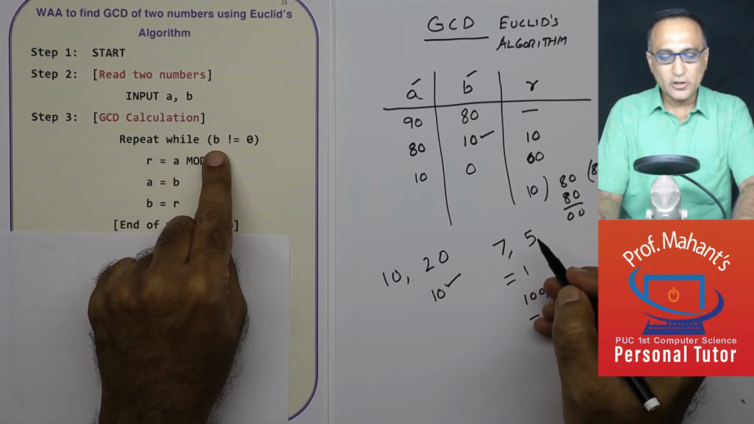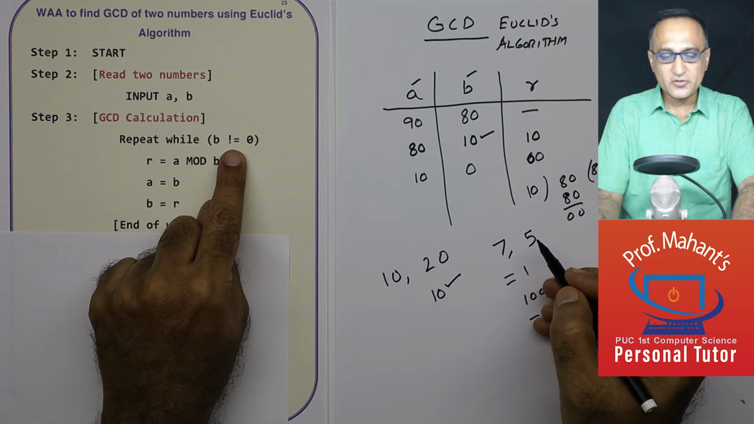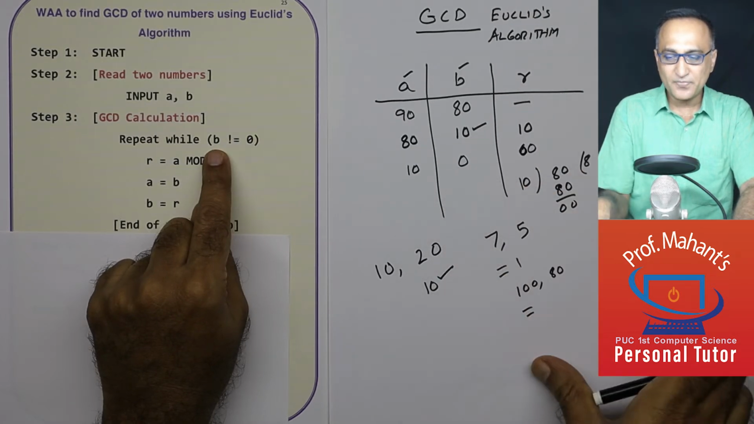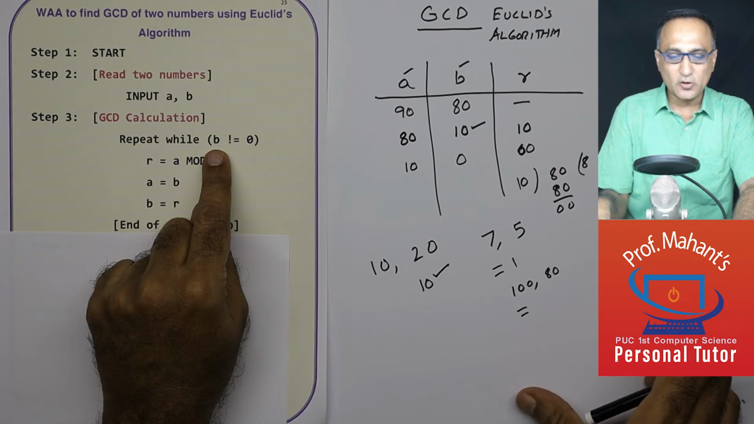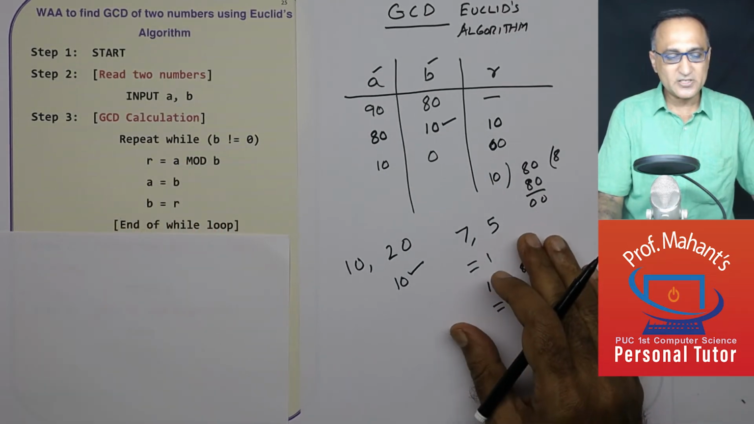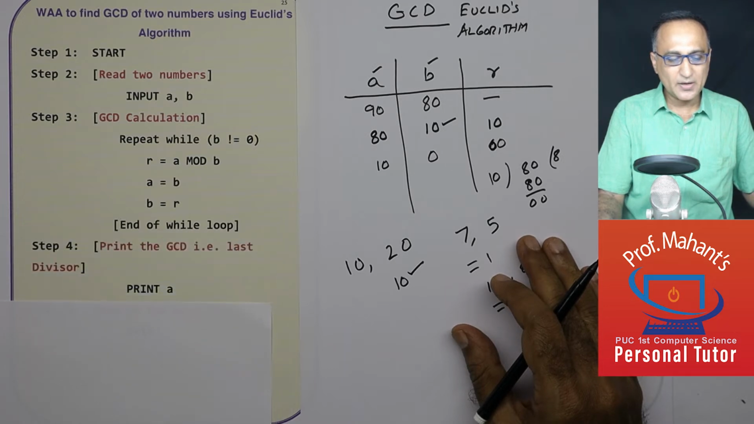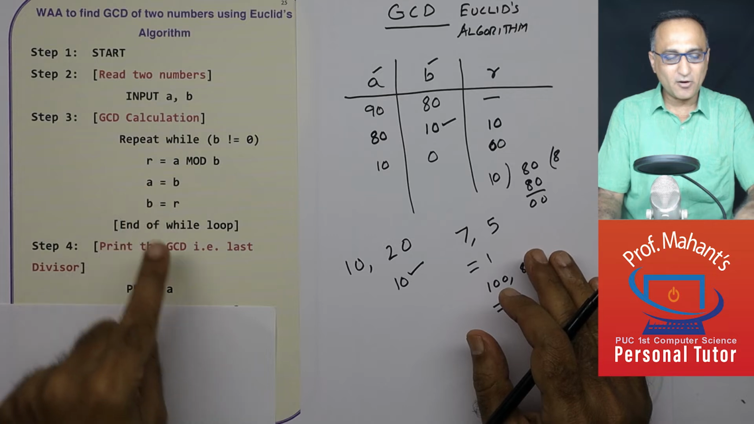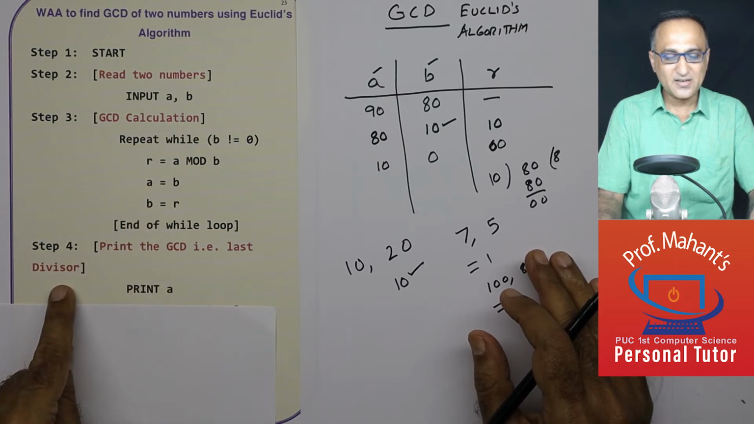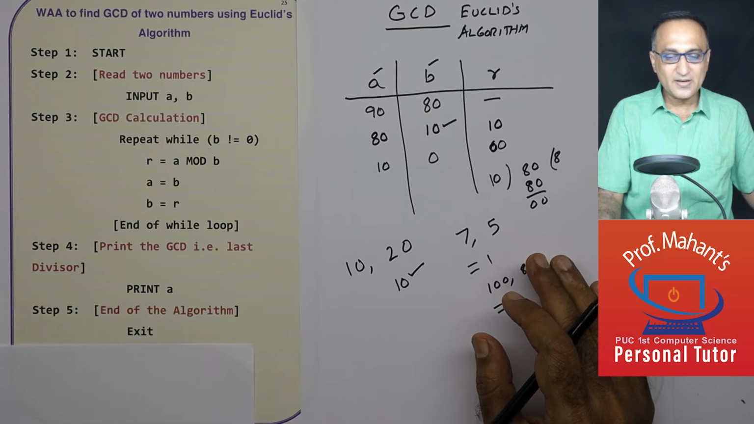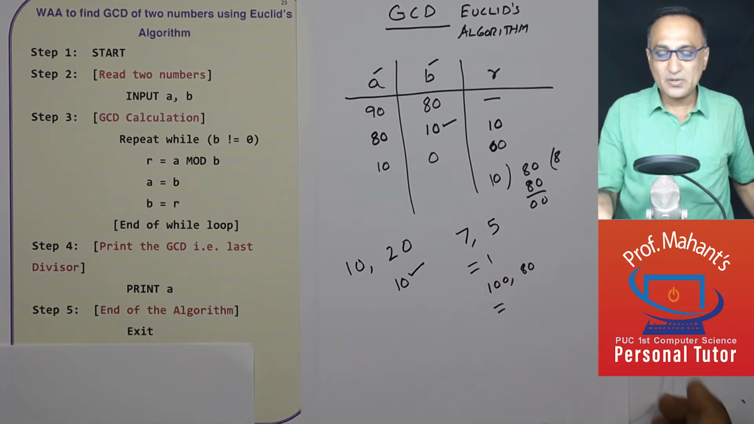Now when we go back to the loop, the condition B not equal to 0 fails because B is definitely equal to 0. Since B is equal to 0, I am expected to come out of this loop, and just see what I am doing. I am printing the GCD, which is the value of A, or the value of the last divisor. In this case, A happens to be 10. So the GCD of 90 and 80 happens to be 10.